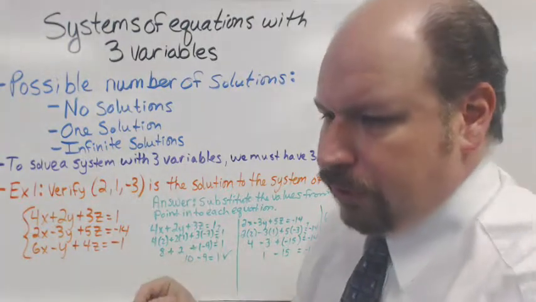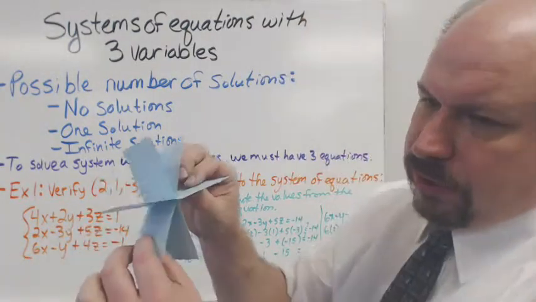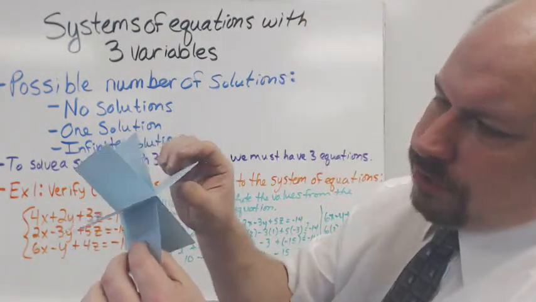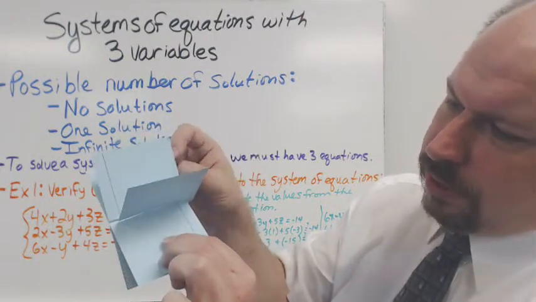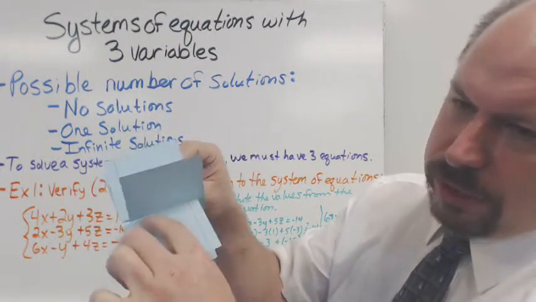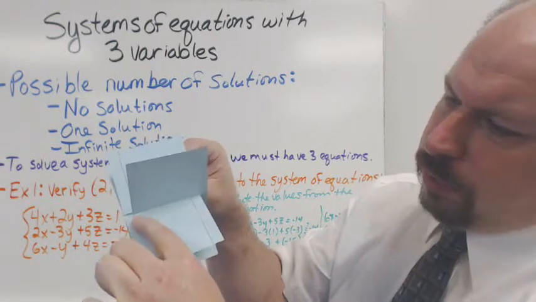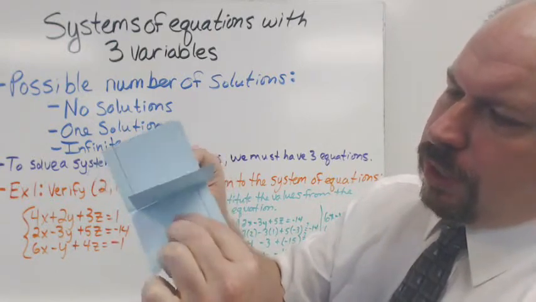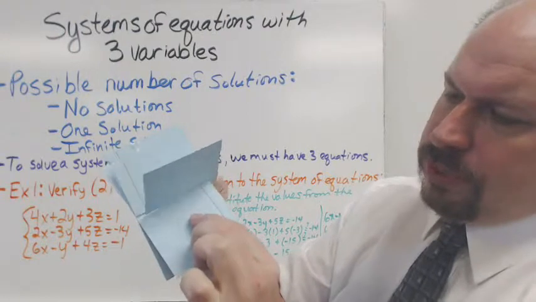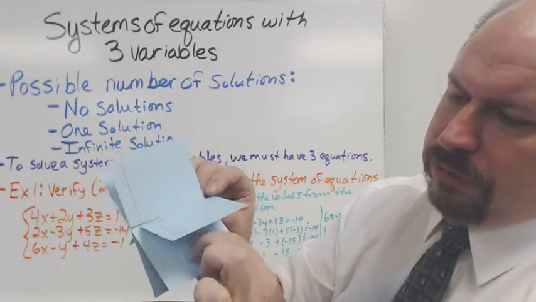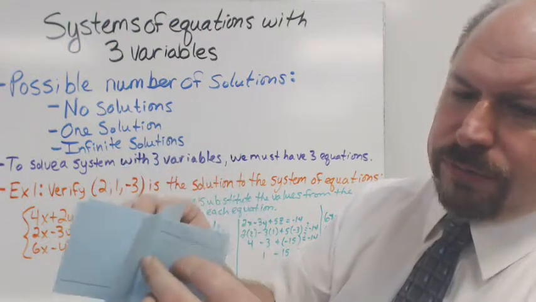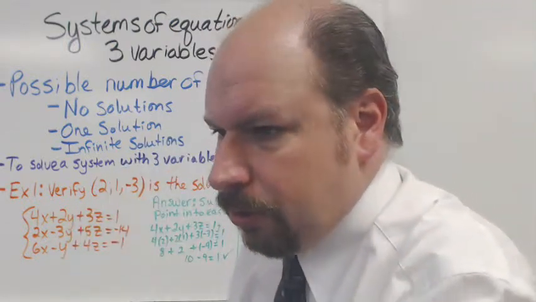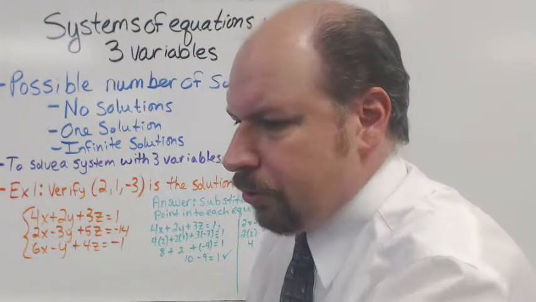And we could have infinite solutions. So I have one here with infinite solutions. Notice all three planes happen to cross at one place. And so this line here, where those three planes cross, is our solution set. There's going to be an infinite number of those points along that line. So infinite solutions.